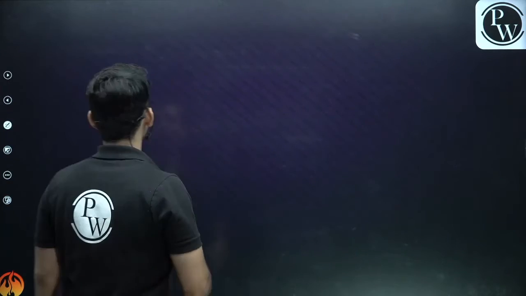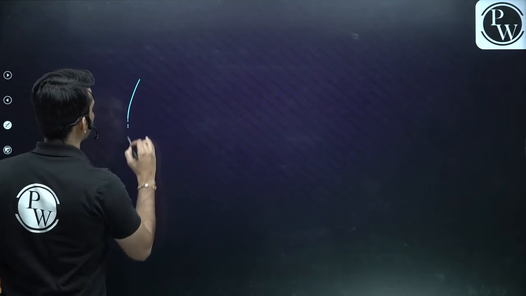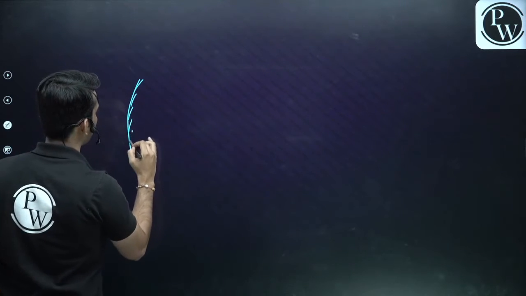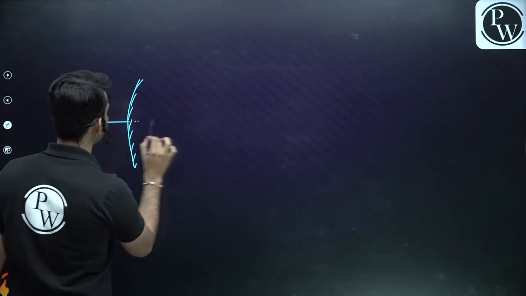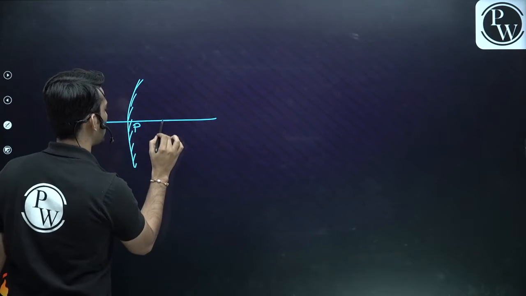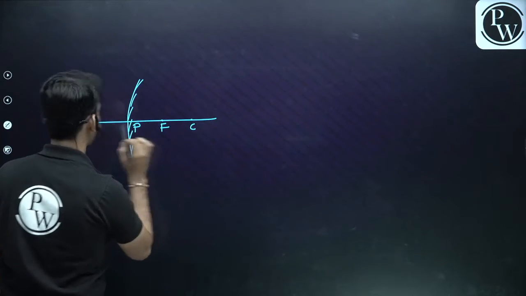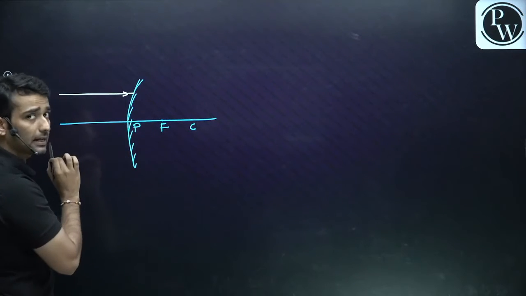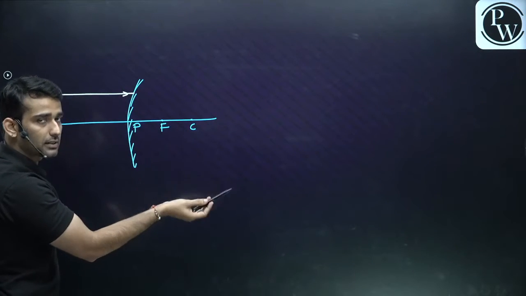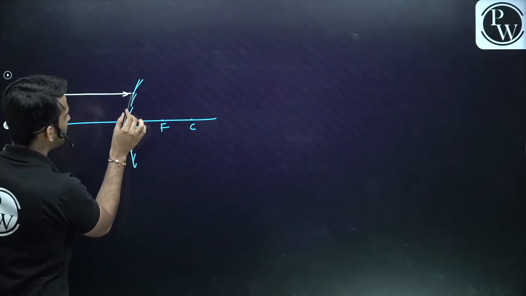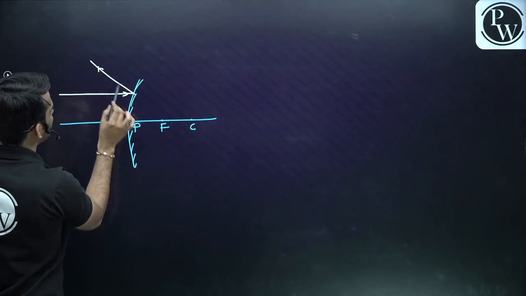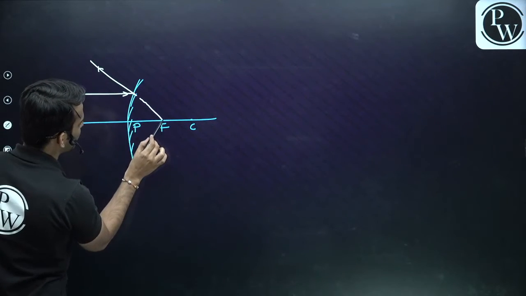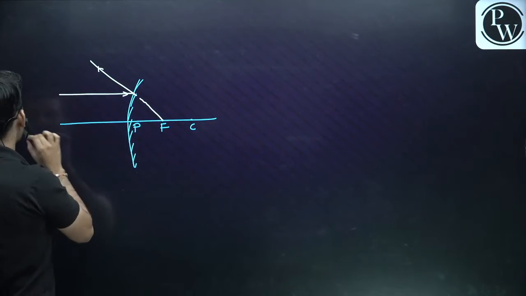Okay, clear? But what about the convex mirror, guys? Let me tell you. If you take a convex mirror, I will be telling in the same diagram. This is the pole, this is F, this is C. So first, if you take any ray parallel to the principal axis, it won't go like this. Obviously it's a mirror, it will reflect. So it will reflect in such a way that it appears to be coming from the focus. So this is the case here.